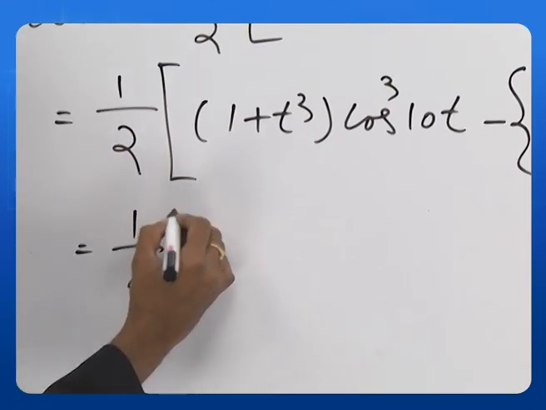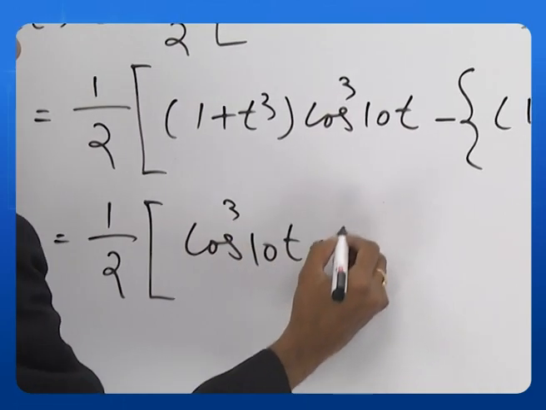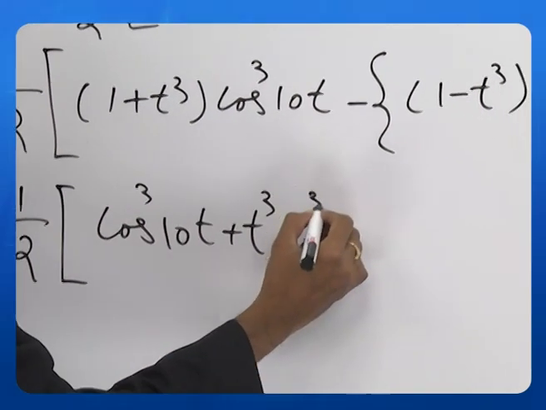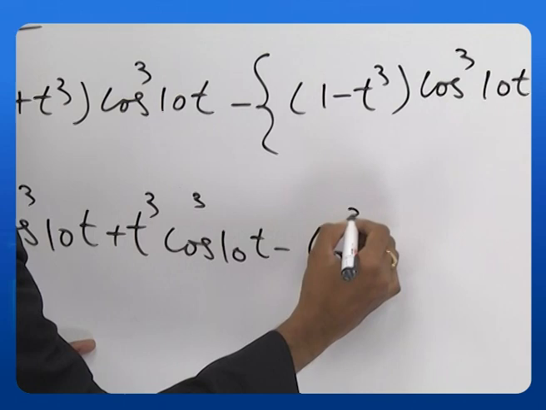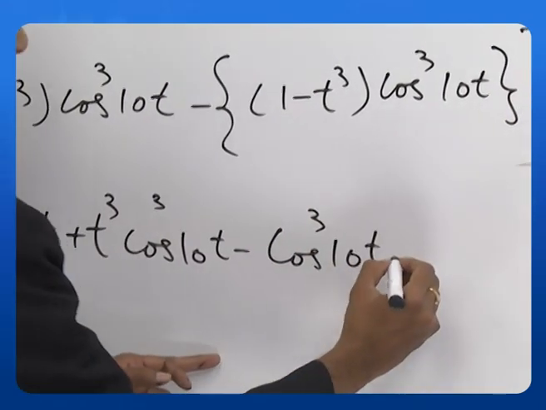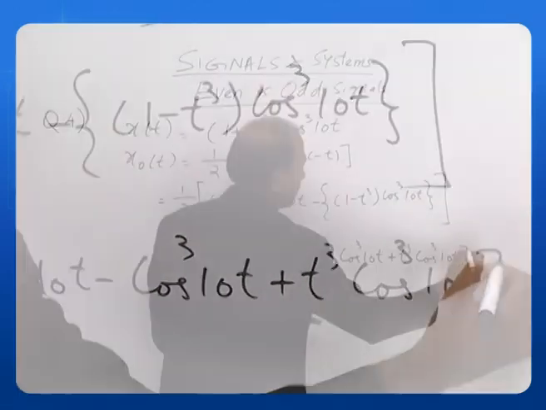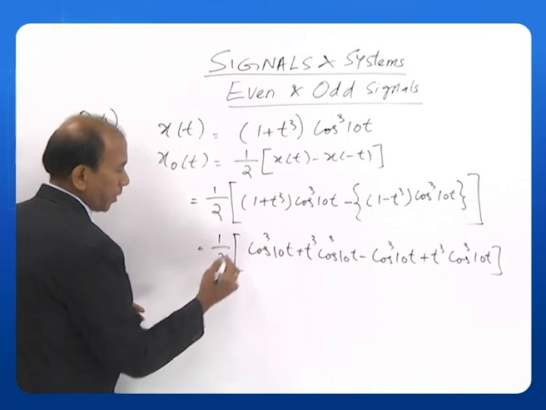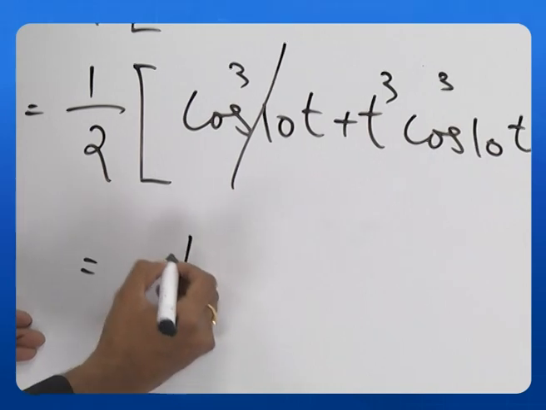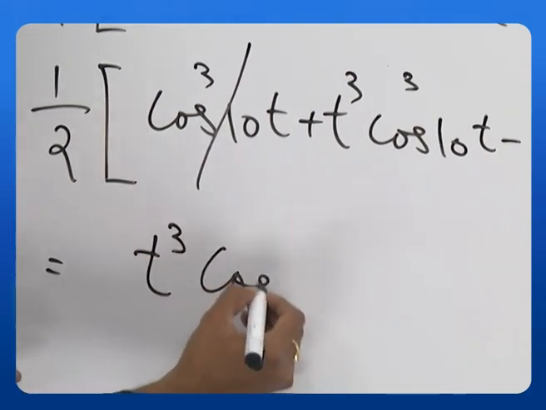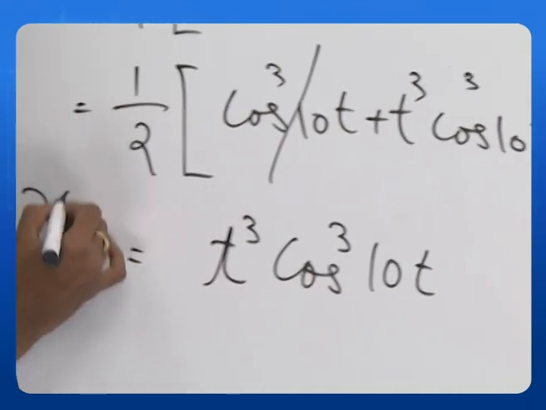We can write like this: half of cos cube of 10t plus t cube cos cube 10t minus cos cube 10t plus t cube cos cube 10t. Now, removing these terms, I will get this is equal to t cube cos cube 10t. So, this is the odd component of the signal.